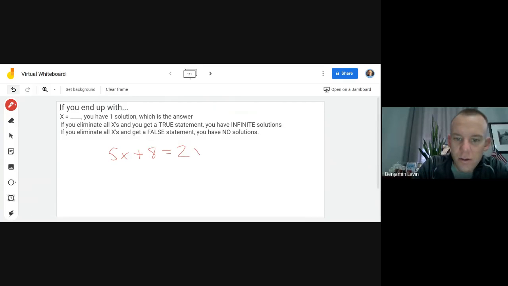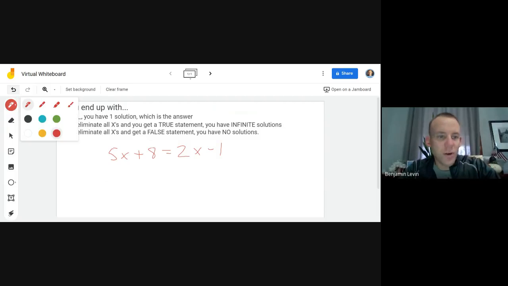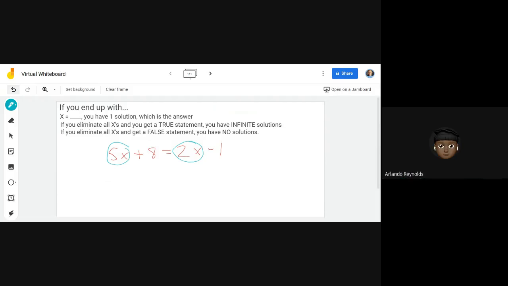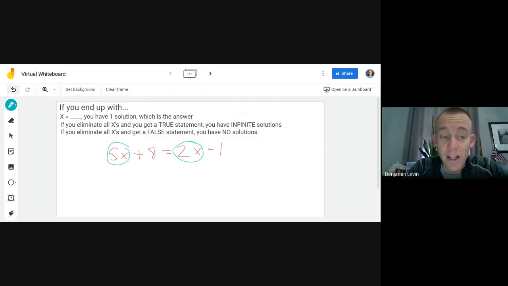2x minus 1. All right, so this one, what do you notice right away? Do we have the same number of x's on both sides? No. One has 5 and one has 2. That's a good thing because now it is possible to solve this for one solution. It's possible to solve this for x because we have a different number of x's.